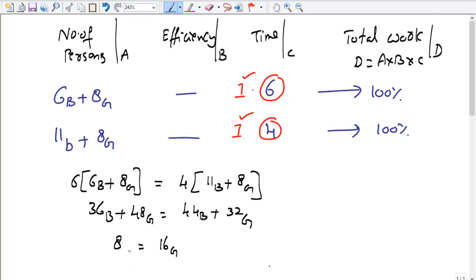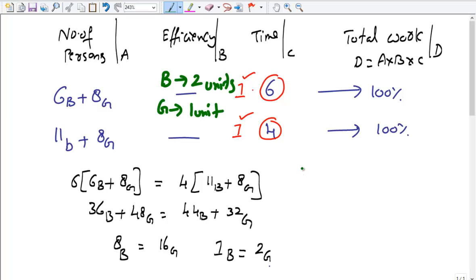8 boys, actually. So 1 boy is equal to 2 girls. It means that the efficiency of a boy is 2 units. If you want to consider, then a boy is 2 units and a girl is 1 unit.